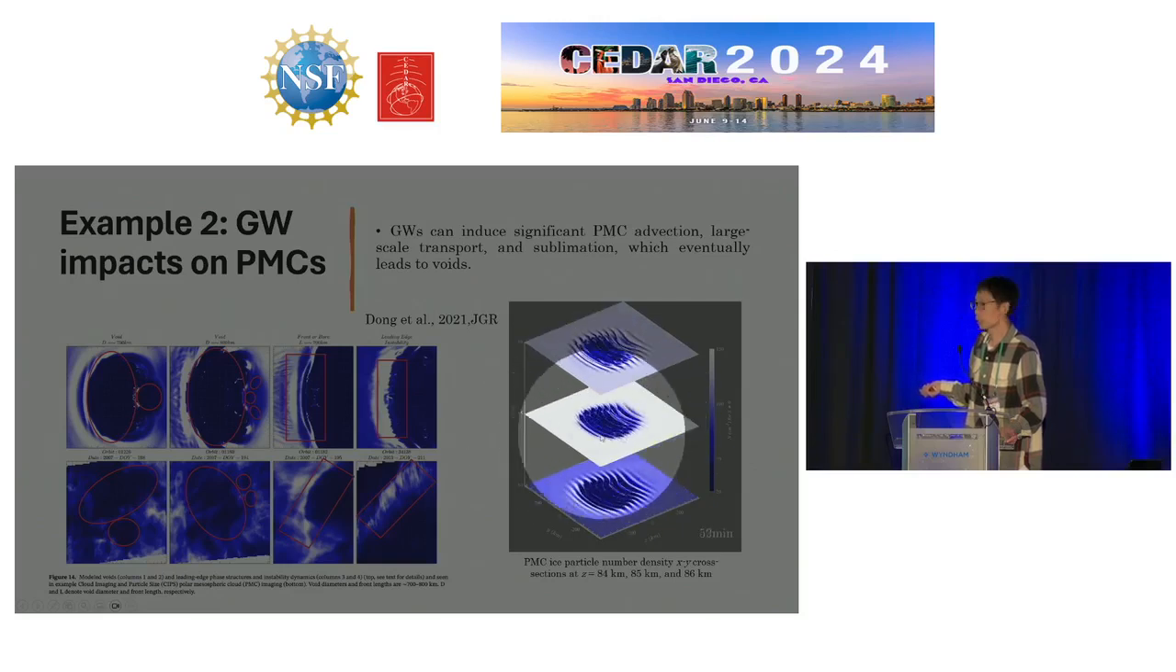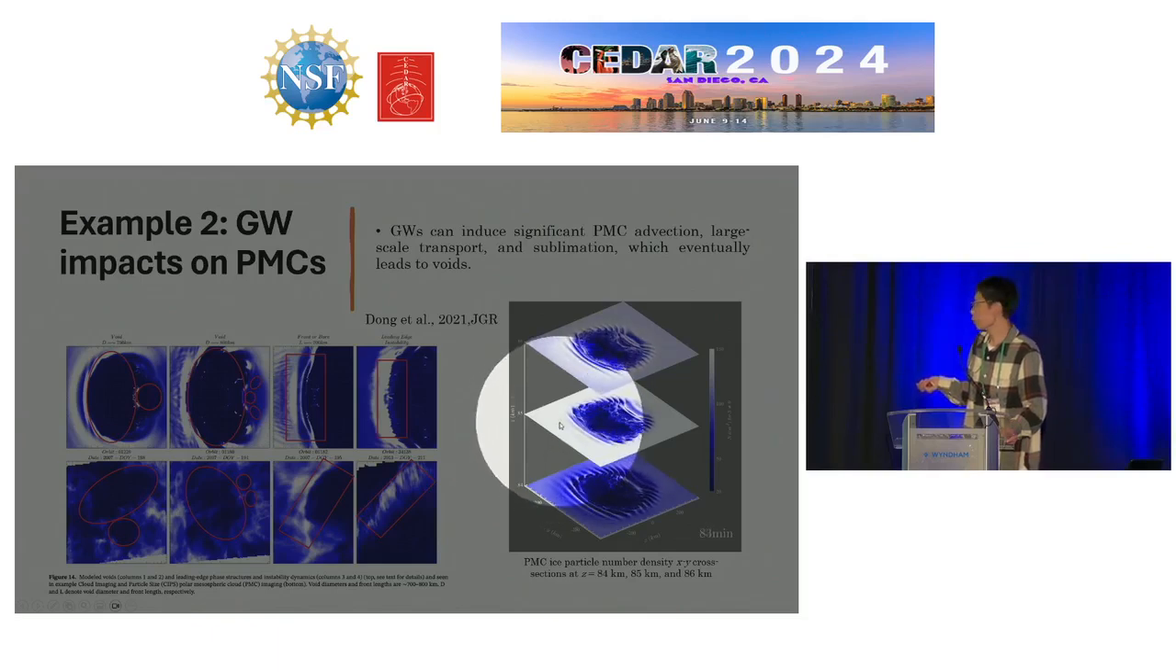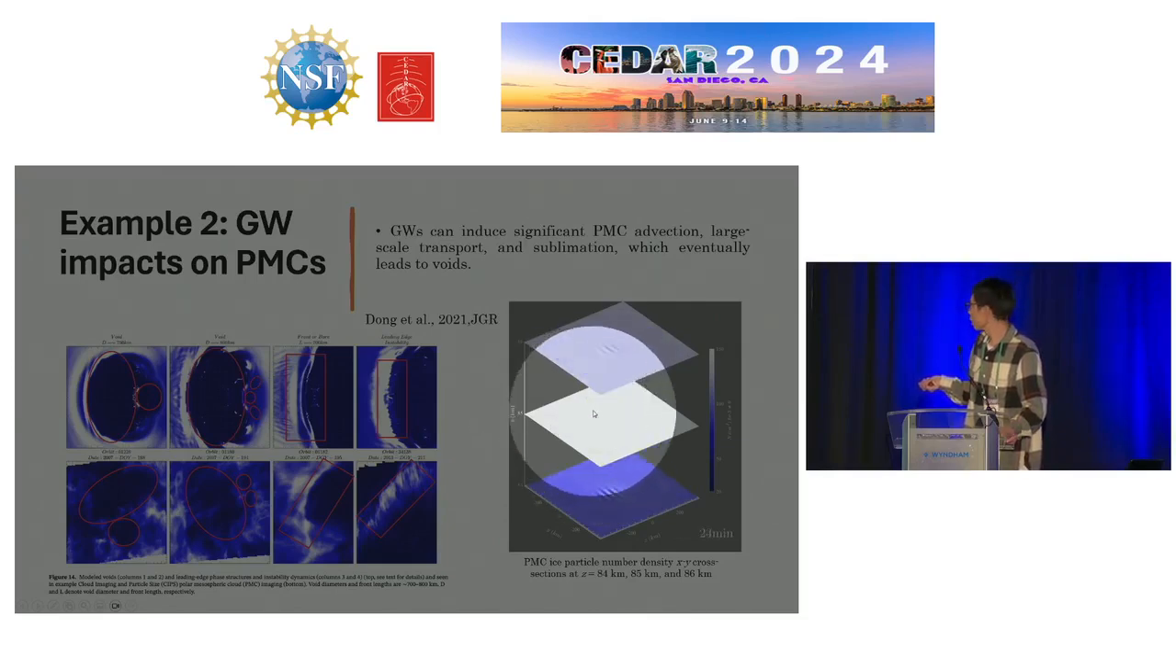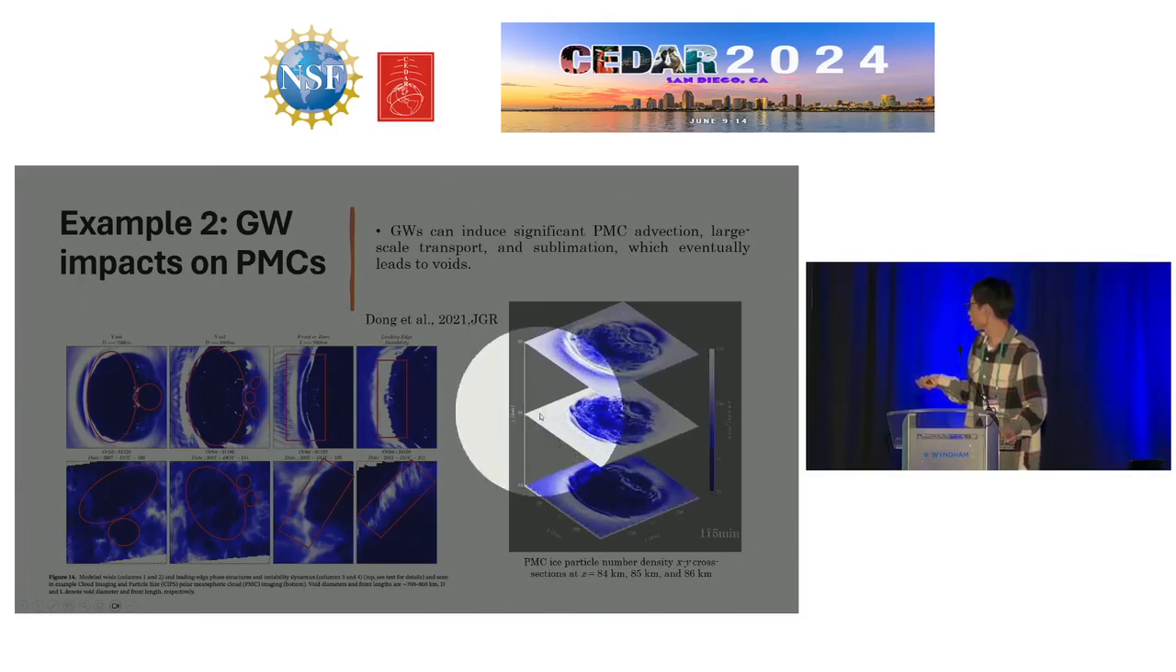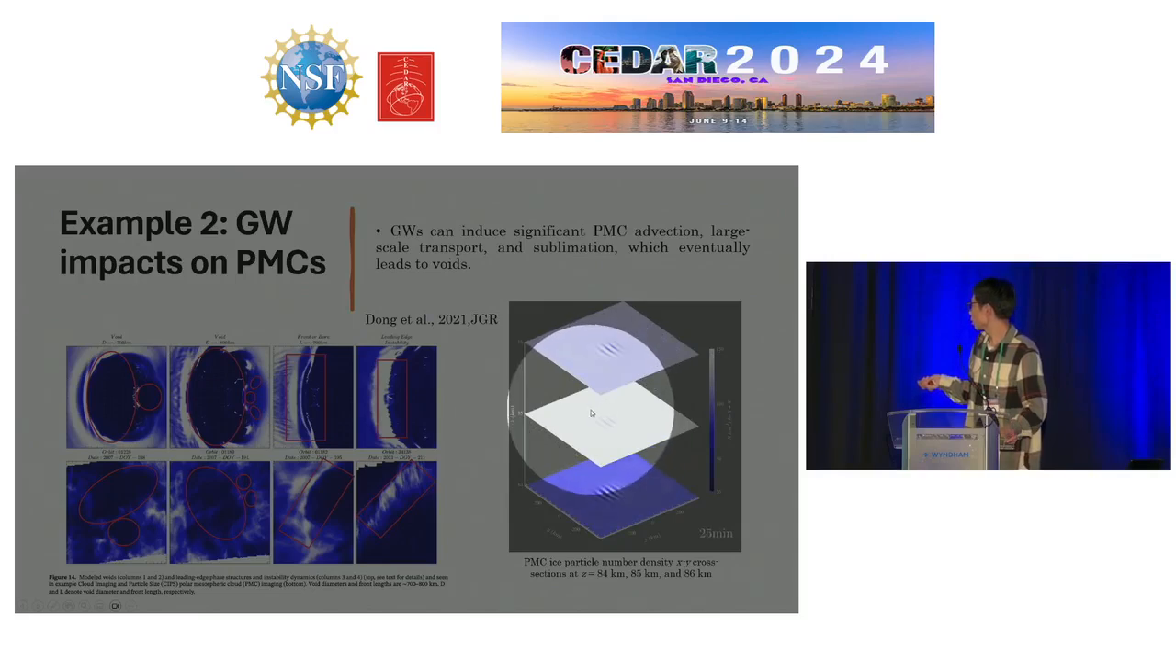The dark color bar means there are fewer S particles. So it can be seen that when the gradual breaking propagates to the PMC layer, it can introduce large-scale advection and transport and the sublimation of the PMCs. So there are a lot of small-scale structures formed here.